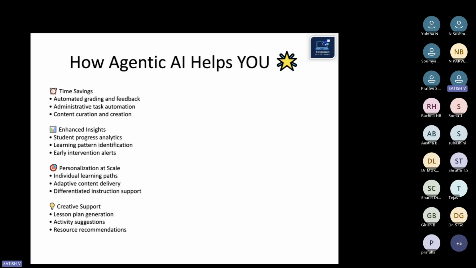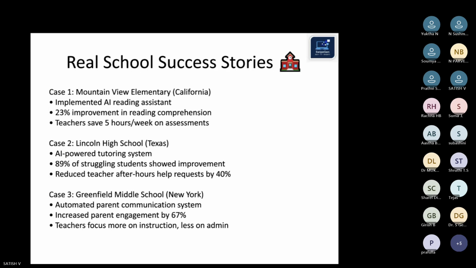Next, creative support. You can use it for lesson plan generation, activity suggestions, and even resource recommendations. So these are a few case studies obtained through the usage of AI agents or agentic AI in schools or colleges. If you see, they implemented AI reading assistants, which improved reading comprehension by 25%. Teachers save 5 hours a week on assessments because of this.